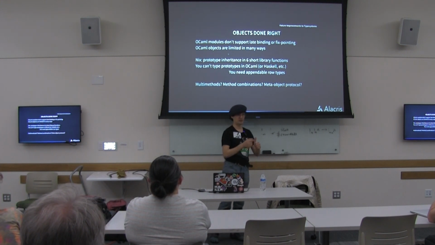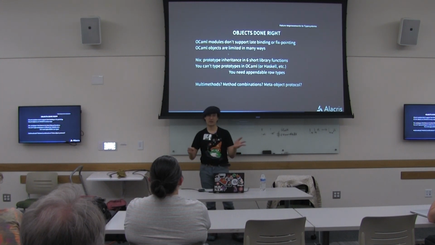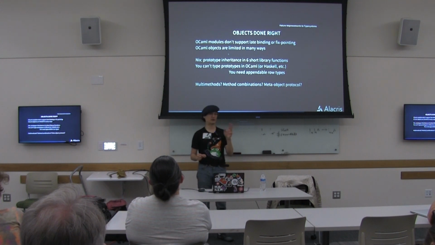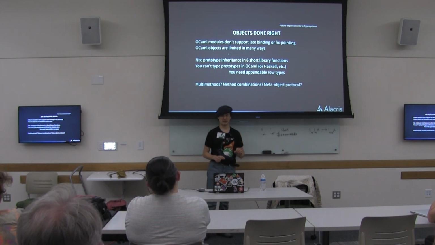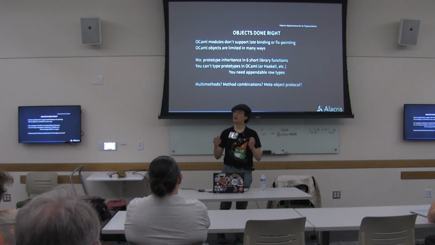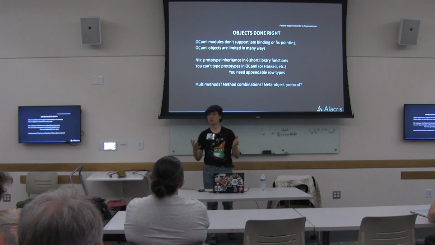Consider Nix, which is pure, functional, dynamically typed, and lazy. Perfect. I mean, the only thing it doesn't have is types, and you can have prototype inheritance in six short library functions, very short. It's a beautiful way to write objects. Without types, the cake pattern actually works and works great.